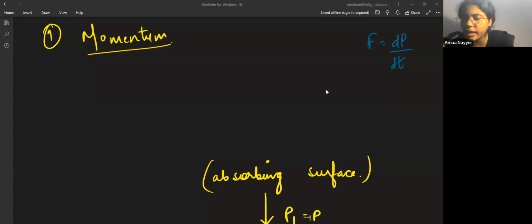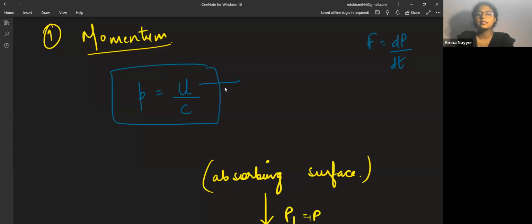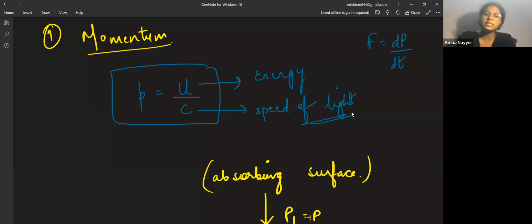Momentum here for electromagnetic waves is the ratio of energy to the speed of light. Energy we have studied above, just before momentum. So the ratio of energy and speed of light. So the formula is very simple. P is equal to energy by speed of light. So this is energy and this is speed of light. All right, energy and speed of light.